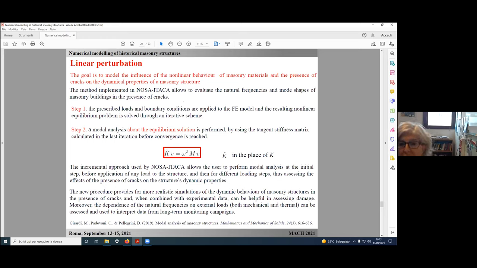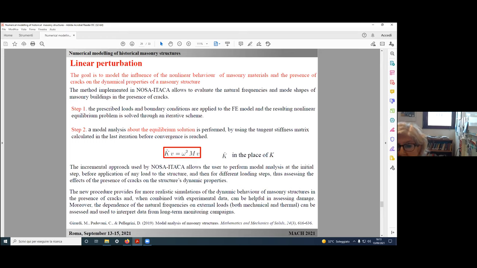This approach allows to evaluate the natural frequencies and the modal shapes of masonry buildings in the presence of cracks. And it consists of two steps. In the first step, the prescribed load and the boundary conditions are applied to the model, and we solve the nonlinear equilibrium problem. In the second step, a modal analysis about the equilibrium solution is conducted by using the tangent stiffness matrix.